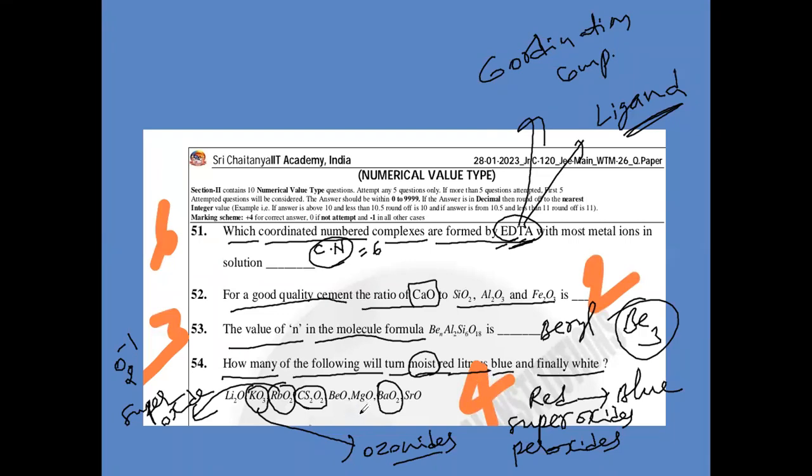Remember this bit. Remaining: lithium oxide, beryllium monoxide, magnesium oxide, strontium oxide. So how many in total here? 4. 1, 2, 3, 4.